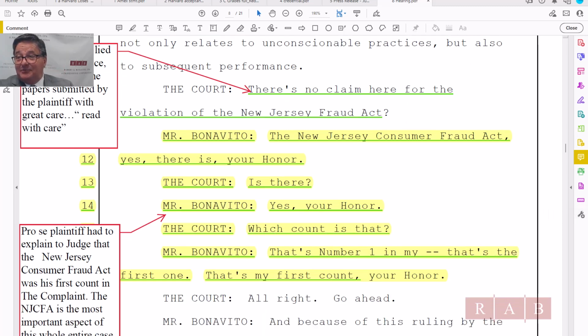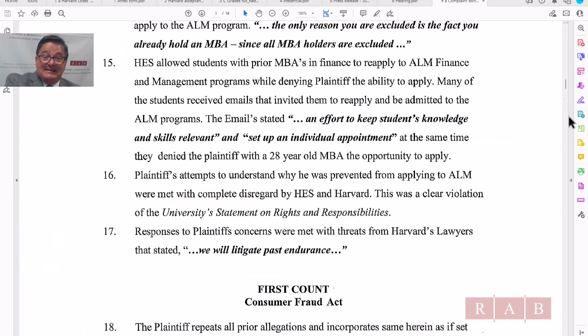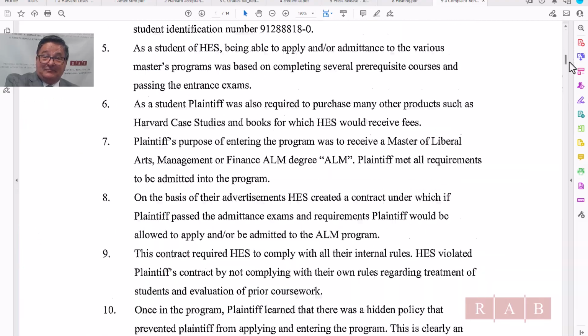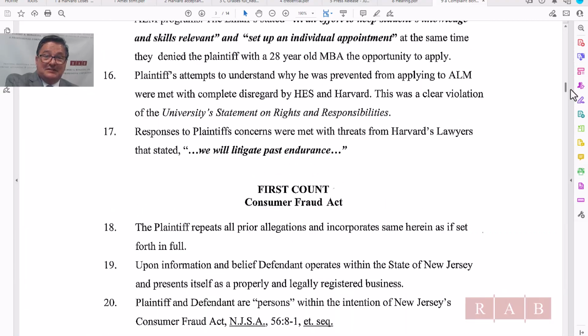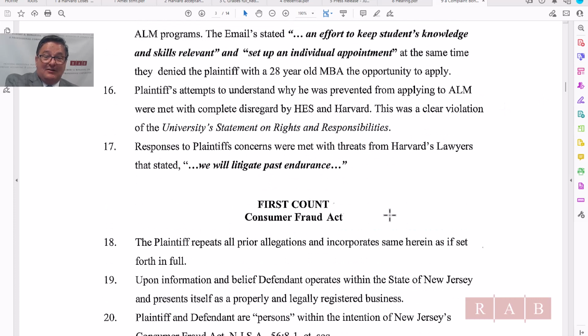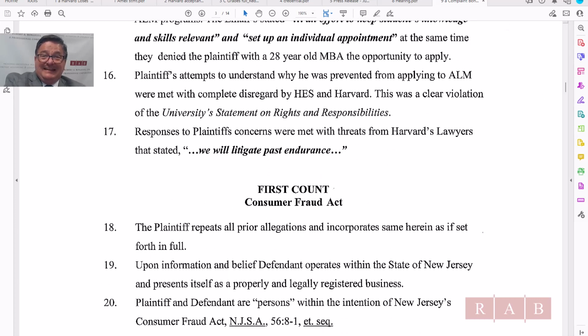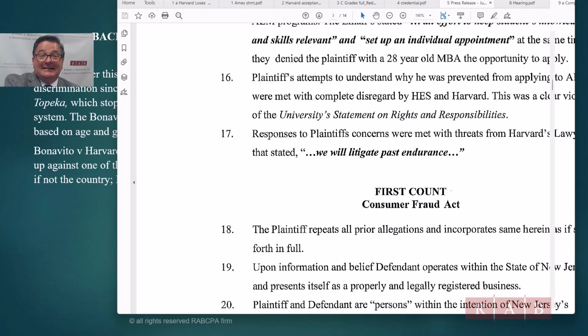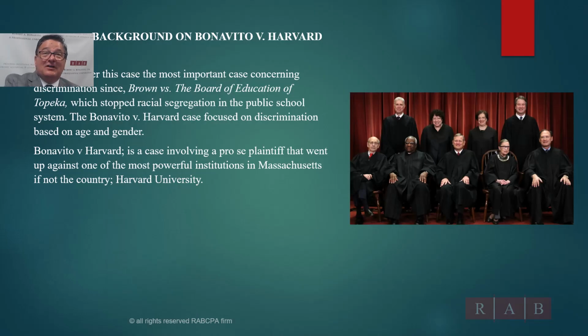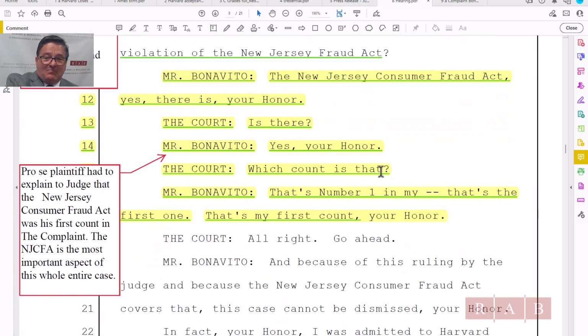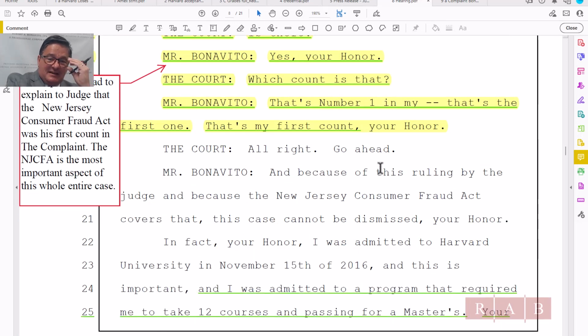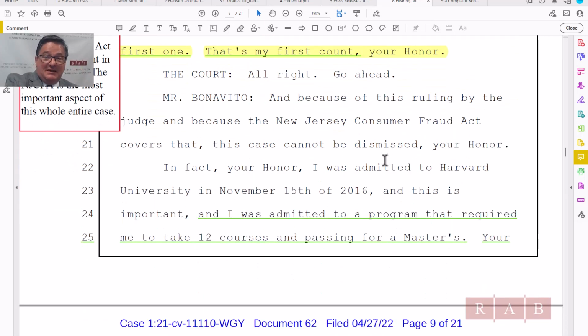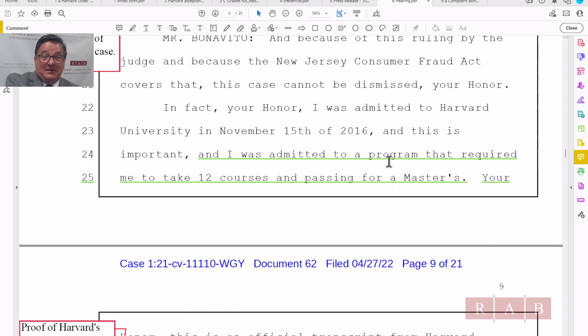Now let's look at my complaint. I mean, this is crazy. This is my complaint. Okay, this is the first count. Consumer Fraud Act. He never read the complaint, right? That's what happened. He never read the complaint. So we go on, and then he's like totally, he knows he made a big mistake here. Because he basically is saying, hey, I work for Harvard. I didn't read the complaint. I just came here to give you 15 minutes and dismiss the case, right?